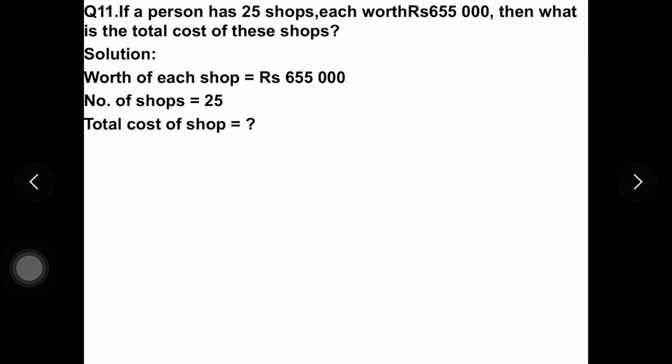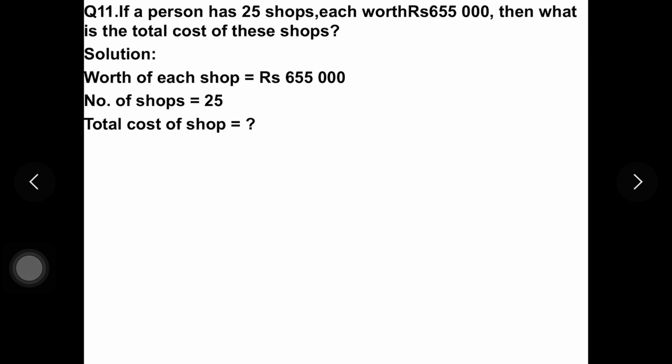Question number 11 is: if a person has 25 shops, each worth rupees 655,000, then what is the total cost of these shops? Yes student, that is also a very easy question. A person has 25 shops, and the worth of each shop is 655,000. We have to find the total cost of 25 shops through multiplication.